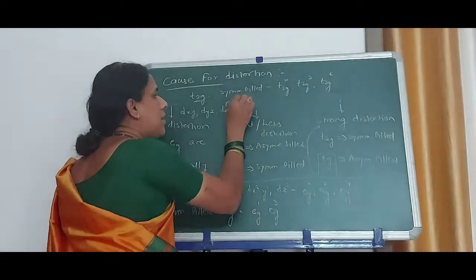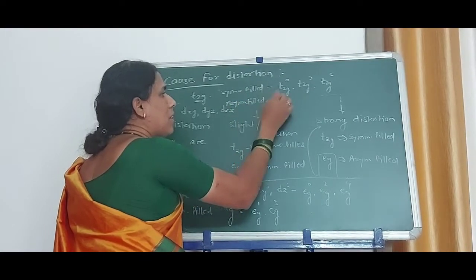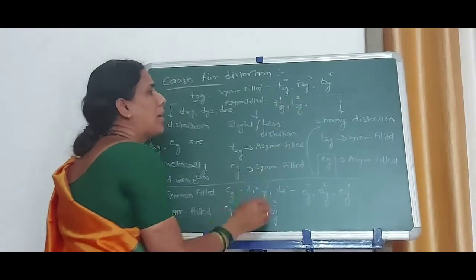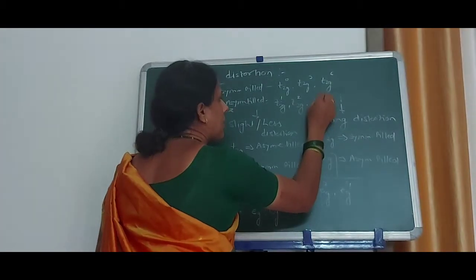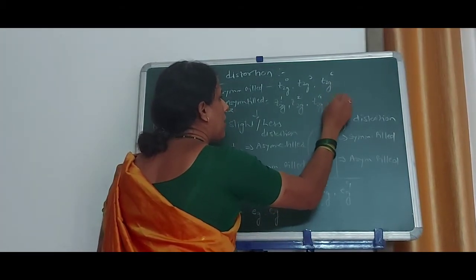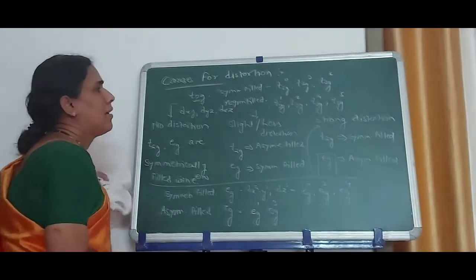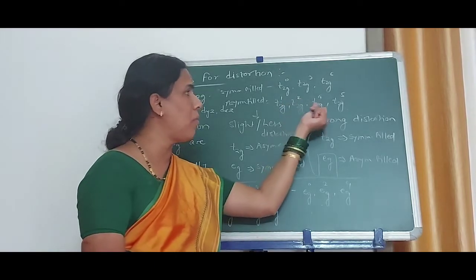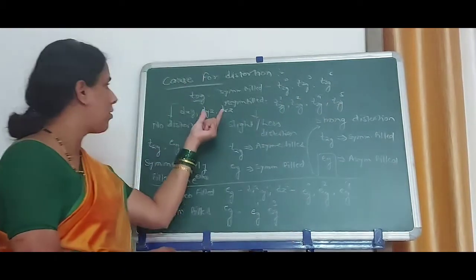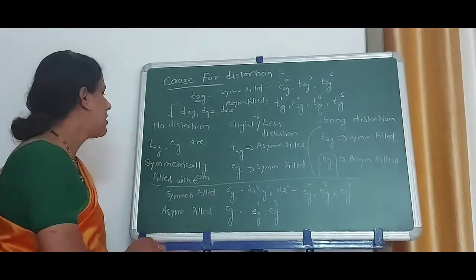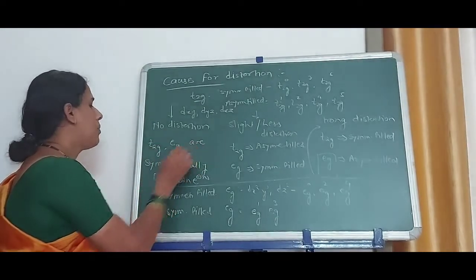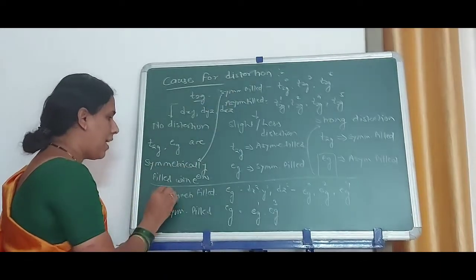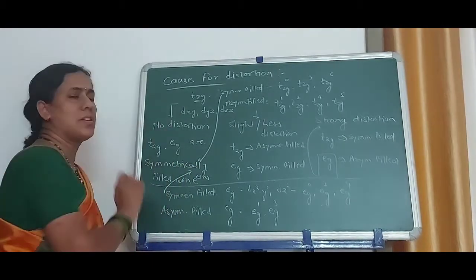When it is called asymmetrically filled, the remaining orbitals are which? That is T2g 1, T2g 2, T2g 4 and last T2g 5. When the orbitals are with the electrons 1, 2, 4 and 5, at that time we call it asymmetrically filled. That is, when the T2g and Eg orbitals are symmetrically filled, of this condition here and this condition here, therefore there is no distortion.